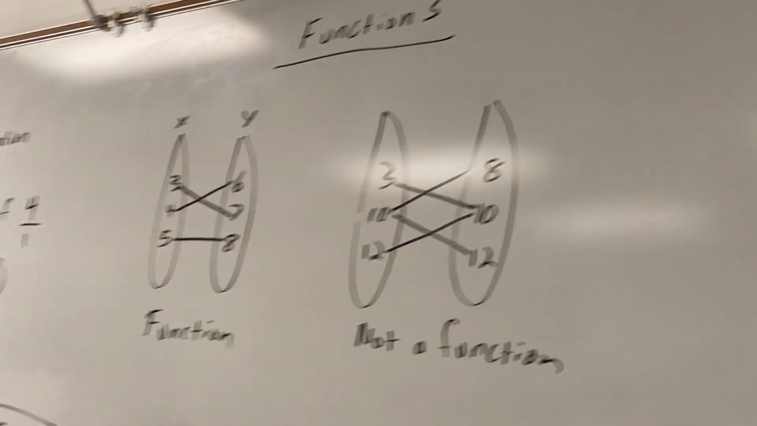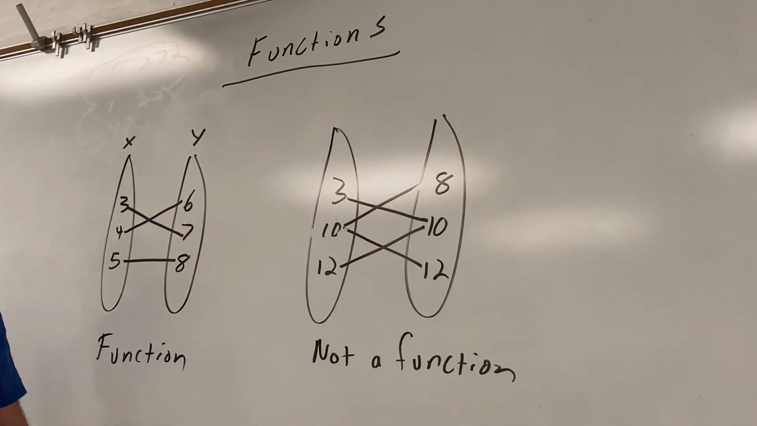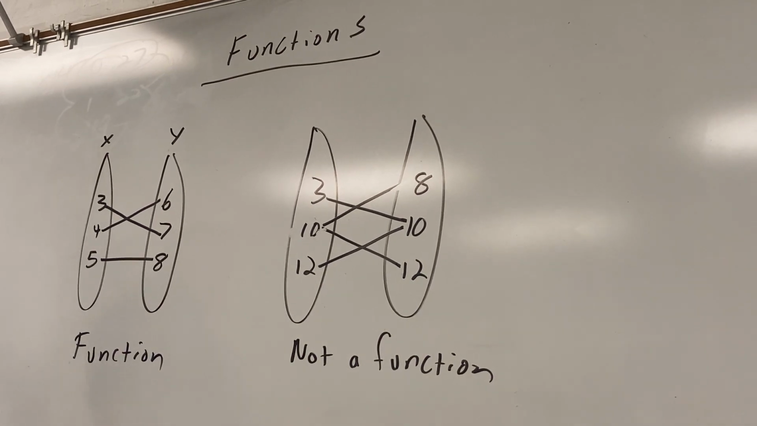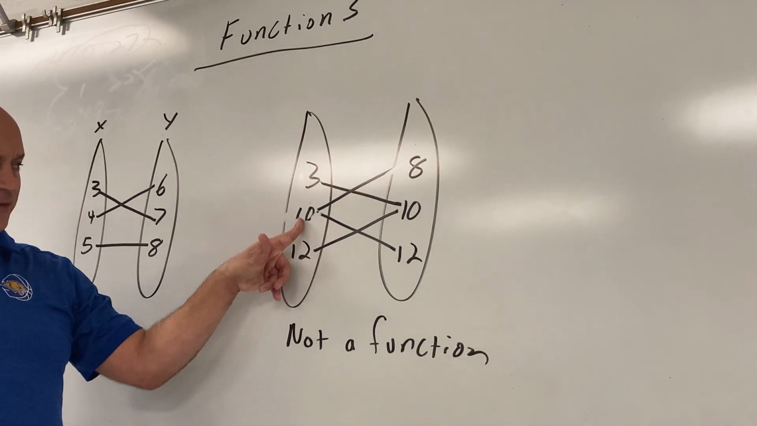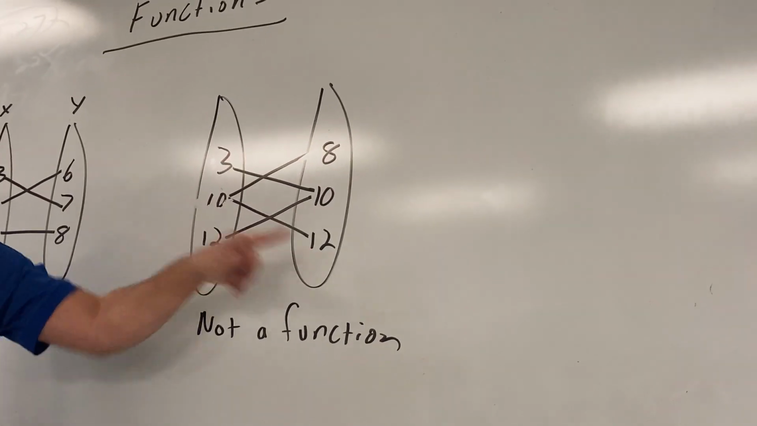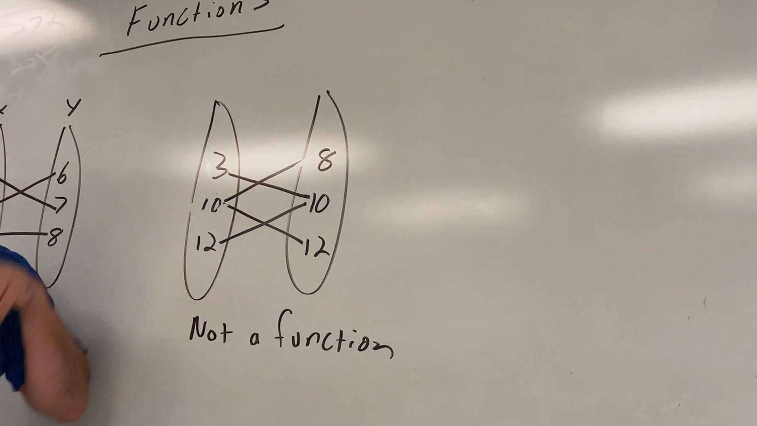So 3 and 12 can both go to the same Y. Sure, you can do that. Well, who's 3's boyfriend? 10. Yep. Who's 10's boyfriend? She's asking about the number 12 also. Yeah, 12 can go to 10.